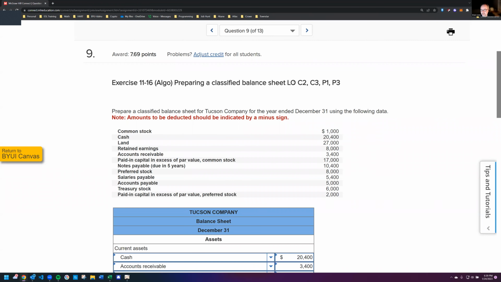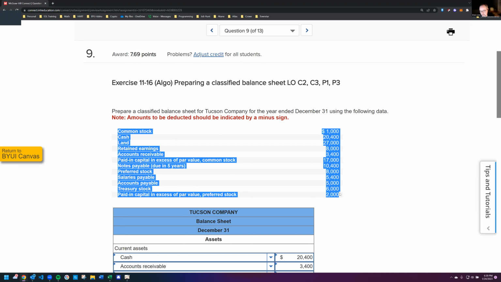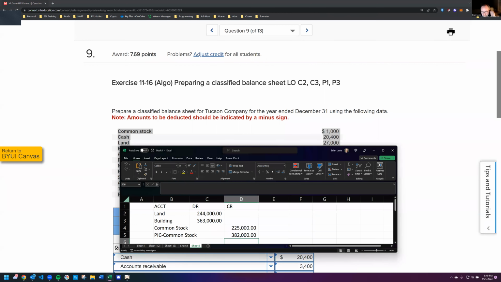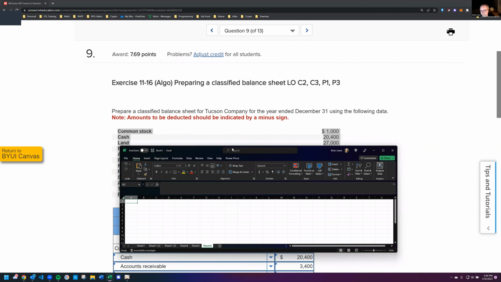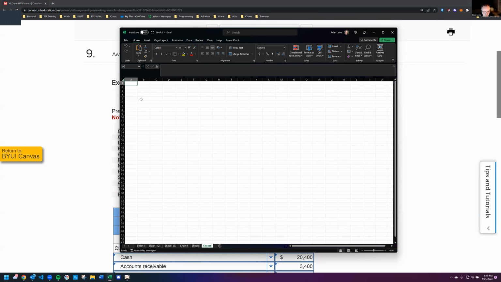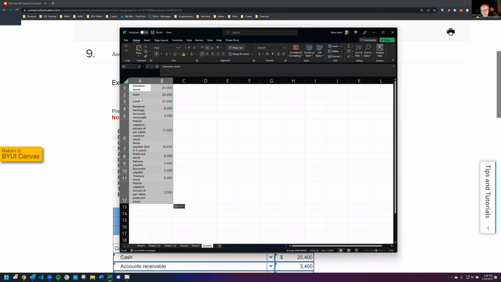Prepare a classified balance sheet. You have the values here. I'm going to develop it in Excel and then come back here to see how well I did. So I'm going to copy all these values, come back over here to Excel, and I will start to construct it here.